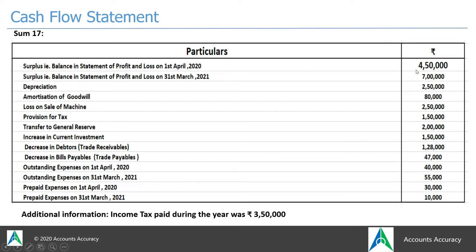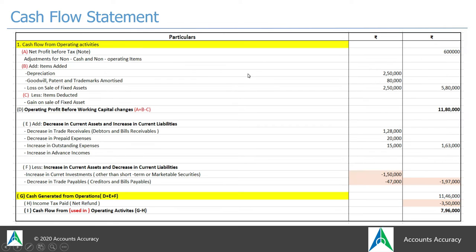is provided. So that is why we will find out these two amounts, that is, from 7 lakh we will deduct 4,50,000 and the difference will be considered as the profit during the year. So first of all, we will calculate net profit before tax, because this is the first step of calculating cash flow from operating activities. You must watch my previous videos too to understand it better.